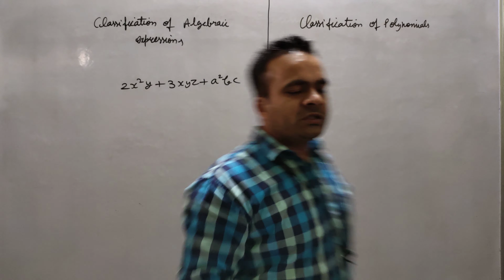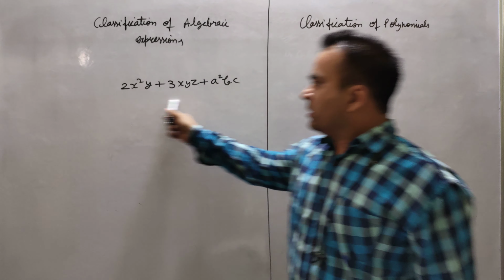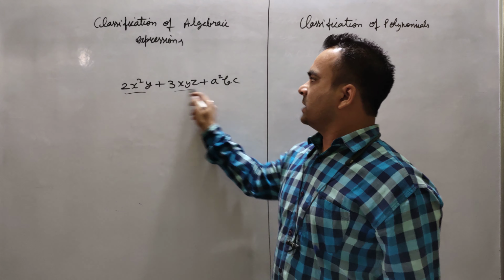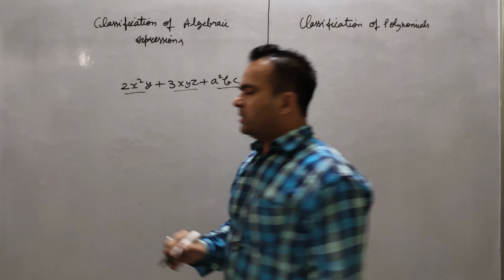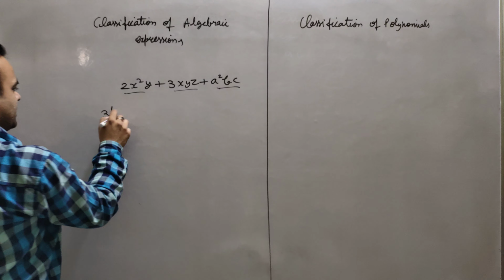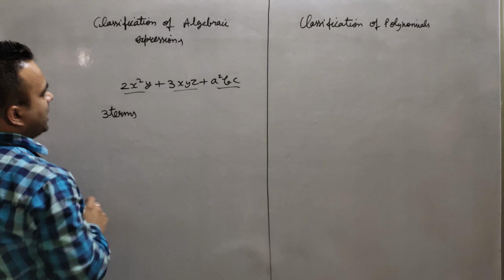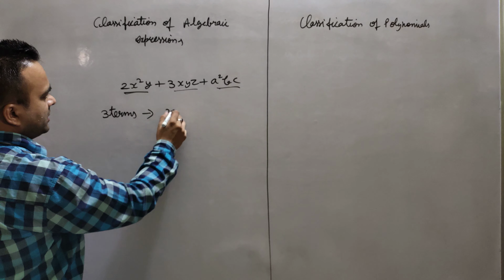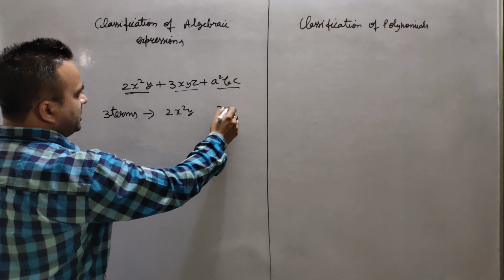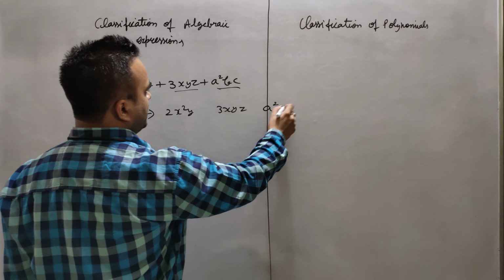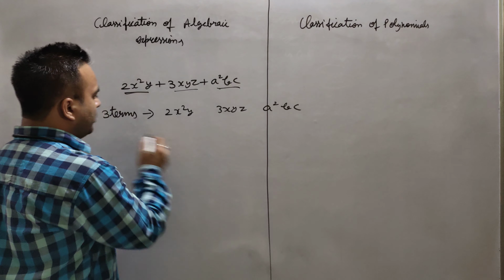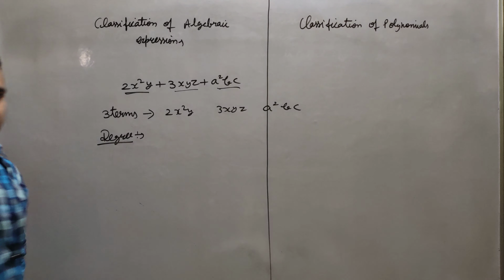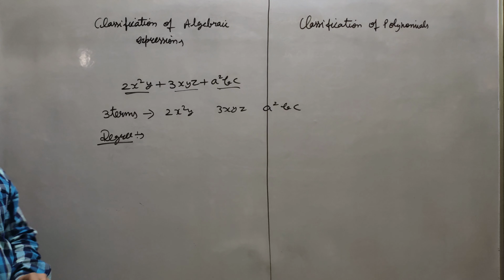After seeing this algebraic expression, you can see how many terms are here. You can see one term, second term and third term. So 3 terms are here, right? Exactly. Okay. Now I just want to tell you how many terms are here. 3 terms you are saying: 2x square y, one is 3xyz and third one is a square bc. Now there is one more important term which you have to understand, that is called degree. So what is the degree?